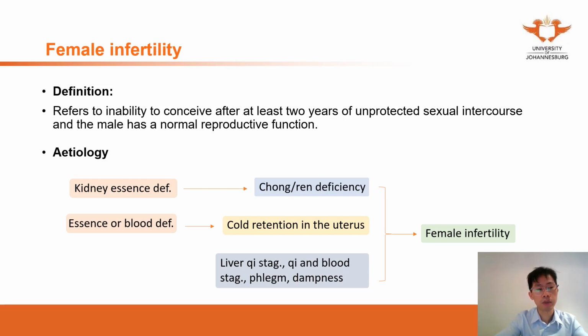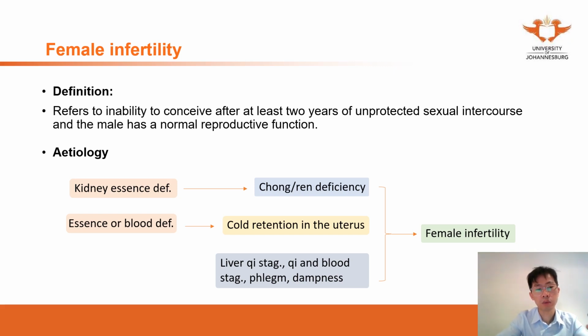When a female patient presents with infertility, the first thing that we need to do is ask her partner to do a routine sperm analysis. This can help us ensure that the infertility issue is not from the male, and then we can focus on the female.